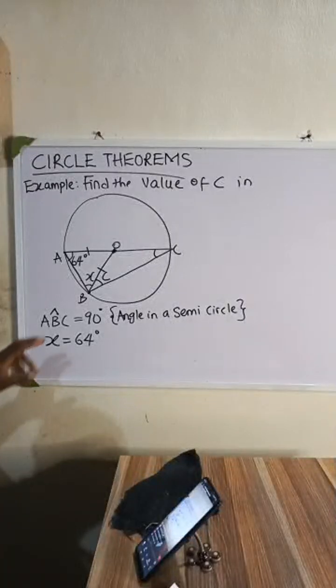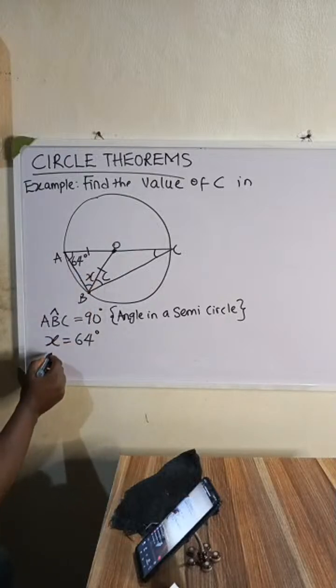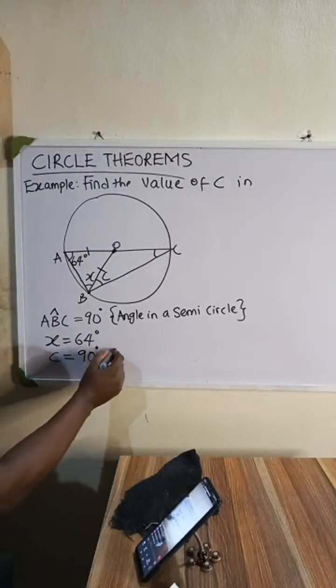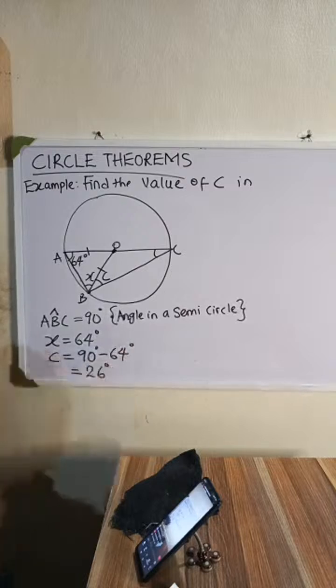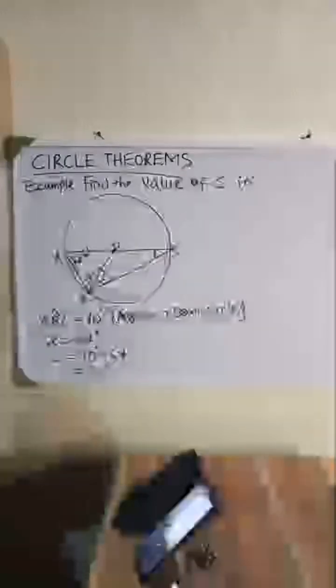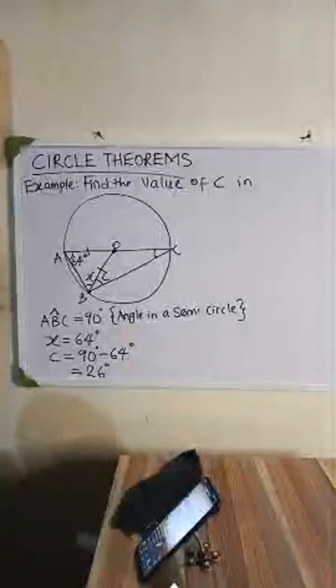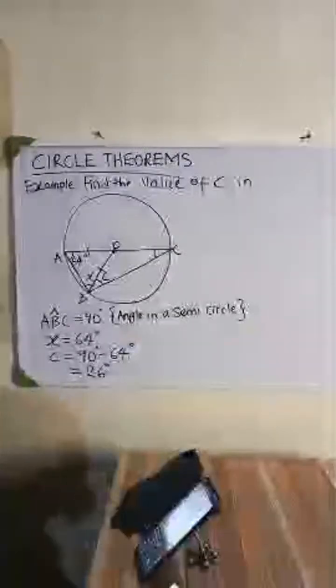So now, since we know that angle X is equal to 64 degrees, and we know that X plus C is equal to 90 degrees, that means C is equal to 90 degrees minus 64 degrees, which gives us 26 degrees. So that's why the answer is correct. So that's the reason C is equal to 26 degrees. Okay. If you look at it another way, you still get 26 degrees.